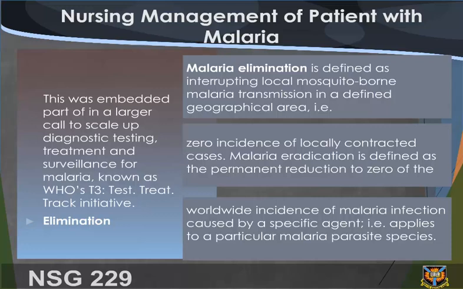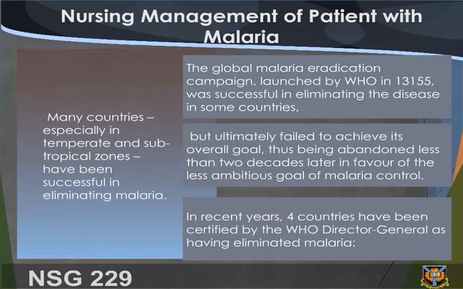Elimination. Malaria elimination is defined as interrupting local mosquito-borne malaria transmission in a defined geographical area, that is, 0 incidence of locally contracted cases. Malaria eradication is defined as the permanent reduction to 0 of the worldwide incidence of malaria infection caused by a specific agent, that is, it applies to a particular malaria parasite species. Many countries, especially in temperate and subtropical zones, have been successful in eliminating malaria.